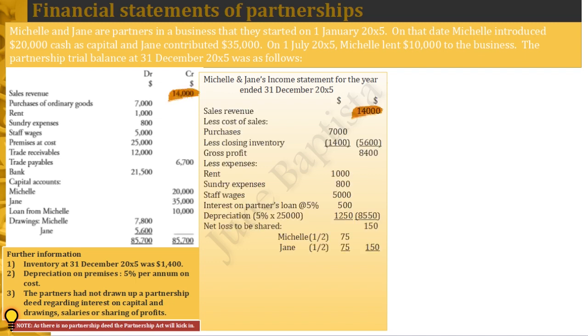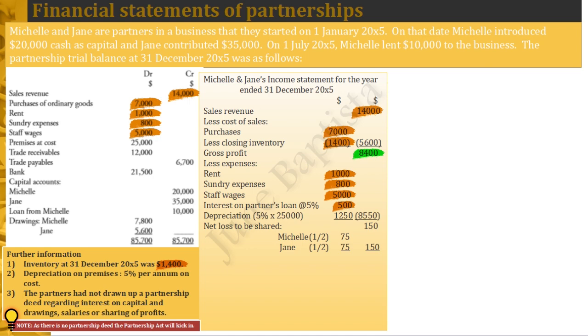Sales revenue $14,000, less cost of sales. Purchases $7,000, less closing inventory $1,400 to give us a gross profit of $8,400. Less expenses, rent $1,000, sundry expenses $800, staff wages $5,000. Interest on partners' loan at 5% according to the Partnership Act would be half of 5% times $10,000 to give us $500.